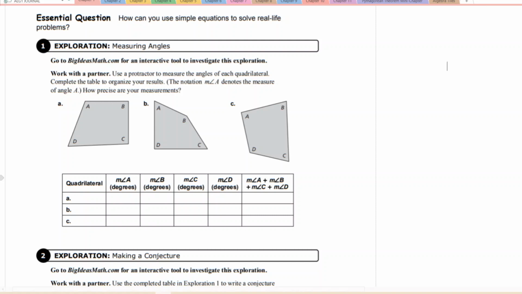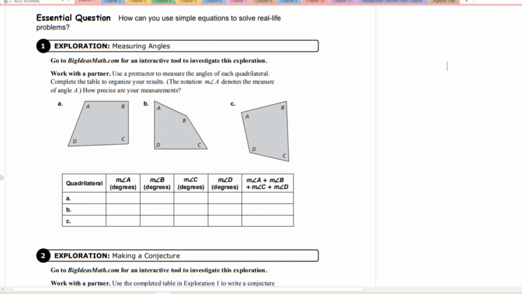So here in exploration 1, measuring angles, it says to work with a partner. I'm going to work with you here. Actually, I'm going to do all the work, and you just have to pay attention. So it says to use a protractor to measure the angles of the quadrilateral. The notation, and it says over here, the M with a little angle and then an A denotes the measure of angle A. And we're going to do this all in degrees. And we're supposed to take this first one here. We're going to measure all the degrees.